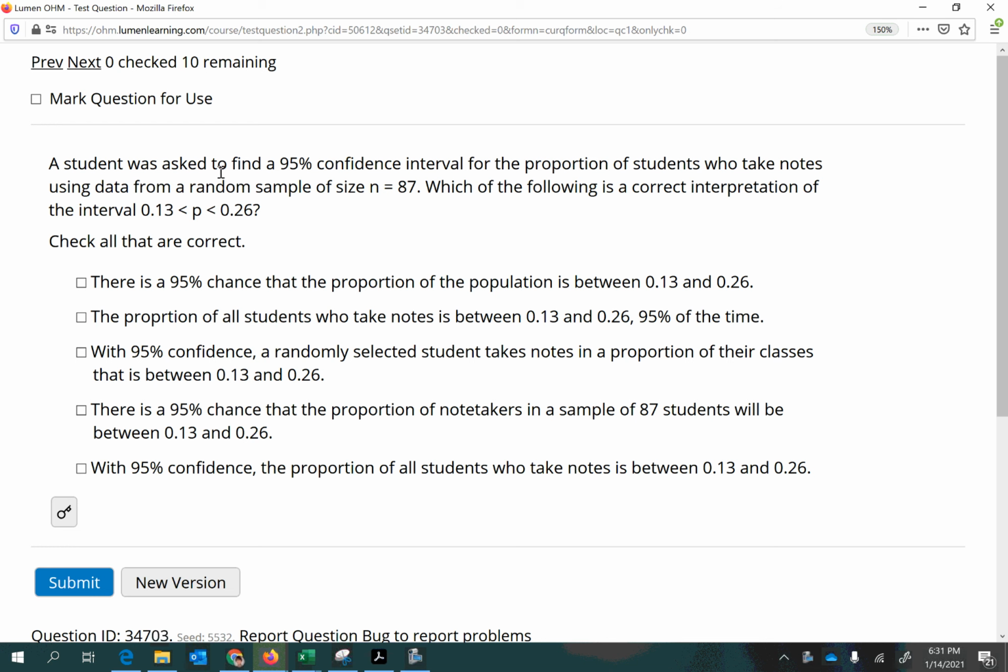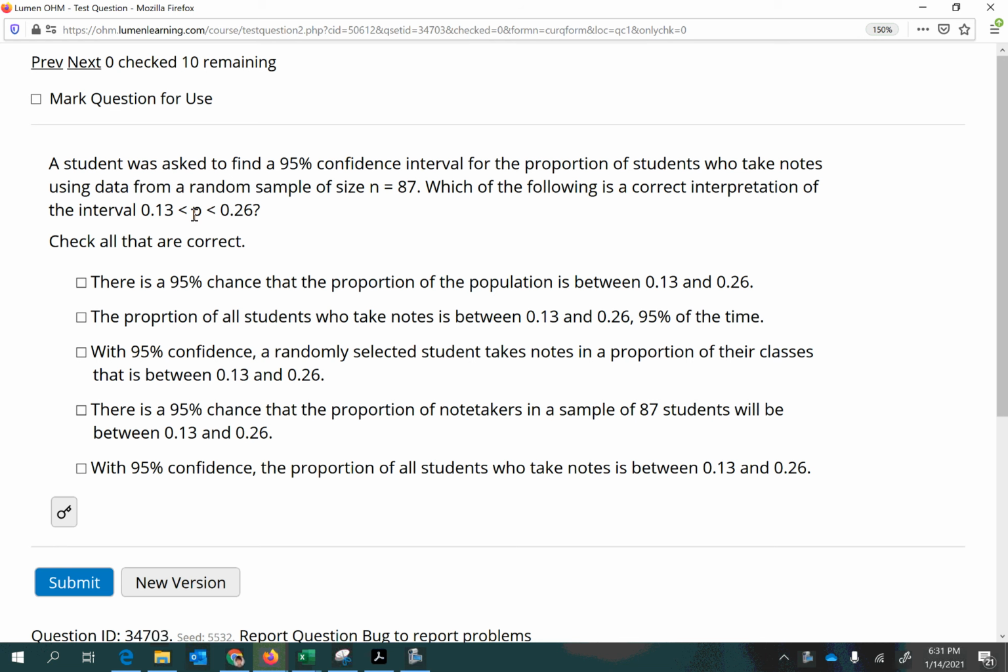The student is asked to find a 95% confidence interval for the proportion of students who take notes, using data from a random sample of 87 students. Which of the following is a correct interpretation of the interval 0.13 to 0.26?